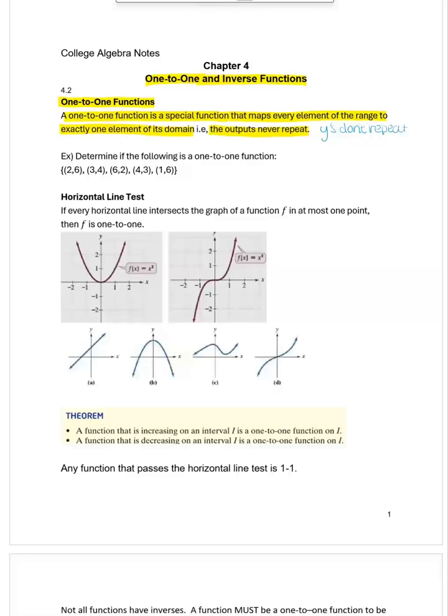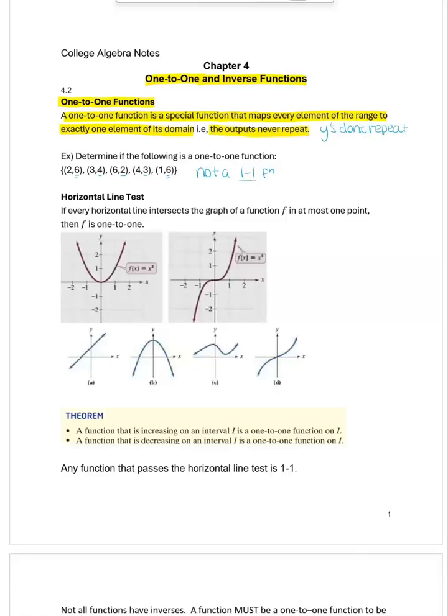Okay? So here, we're going to determine if the following is a one-to-one function. All we have to do is look at our y's, see if any of them repeat. If they repeat, then it is not a one-to-one function. So we have a 6, 4, 2, 3, 6. Well, these two repeat, so it's not a one-to-one function. And this is how you write it, like shorthand. Math shorthand is 1-1.